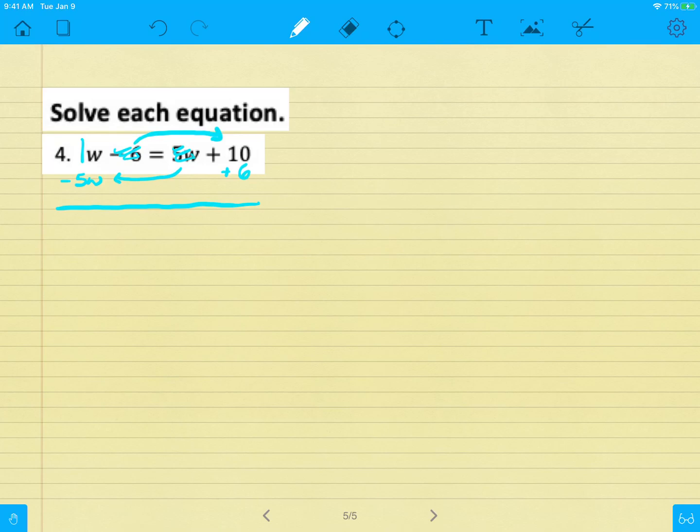So 1 minus 5 is negative 4w. That's 1 minus 5. On the other side, I get a positive 16, 10 plus 6. And now the last step is divide by negative 4. And again, I'm dividing because this is a negative 4 times w. That's why I'm choosing to divide. I know some people want to add it, but you have to divide it. That way the 4's cancel out. And 16 divided by negative 4 is negative 4. Okay, hopefully that made sense.